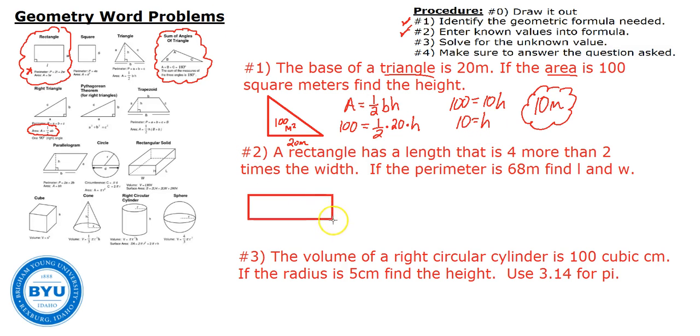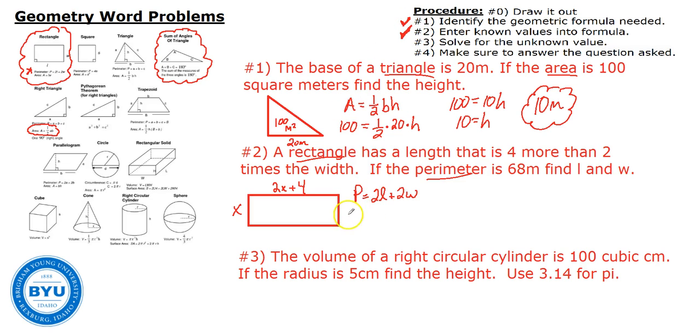A rectangle has a length that is 4 more than twice its width. Okay. If the perimeter is 68, find length and width. Okay, perimeter of a rectangle. We've already used that formula. That's P equals 2L plus 2W. Good. We identified the formula. Let's enter in the known values.